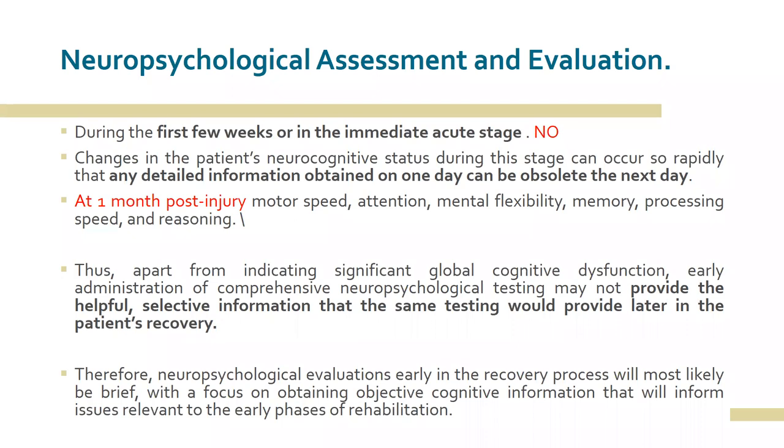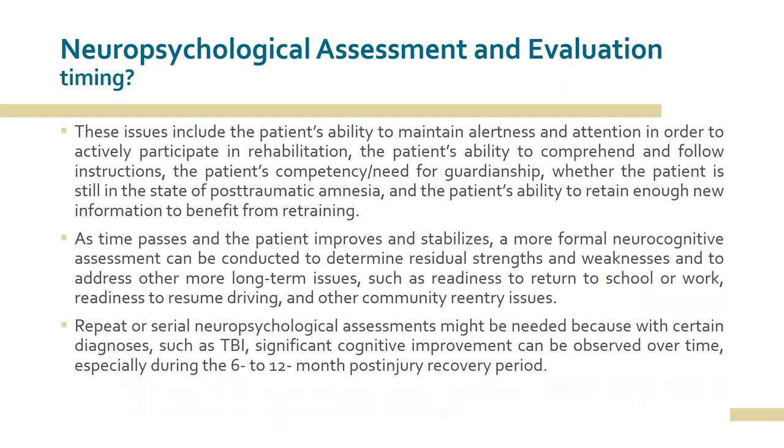At least 1 month post-injury, we should assess the speed, the attention, the mental flexibility, memory, processing speed, and reasoning. Thus, apart from indicating severe, significant global cognitive dysfunction, early administration of comprehensive neuropsychological testing may provide only selective information that the same testing would provide later in the patient. So the testing should be done after 1 month, because at least 1 month should be given before the neuropsychological assessment. These issues are very important as far as the patient's ability is concerned: the patient's ability to comprehend and follow instruction, patient competency or guardianship, whether the patient is still in the state of post-traumatic amnesia, and the patient's ability to retain enough new information to benefit from retraining.